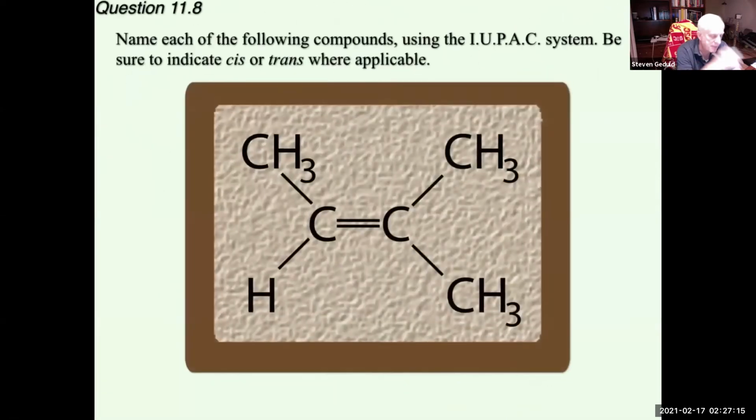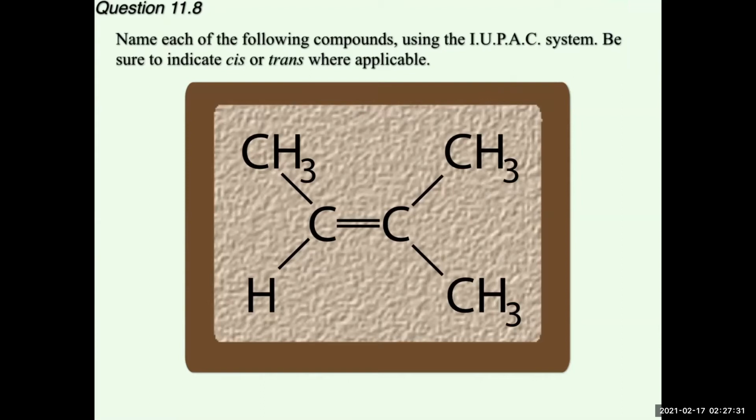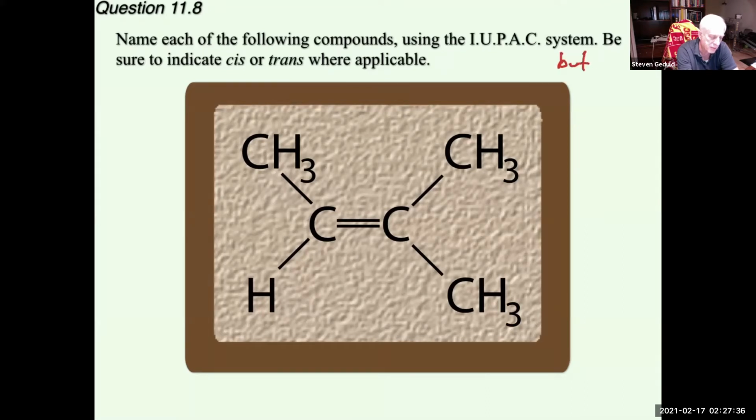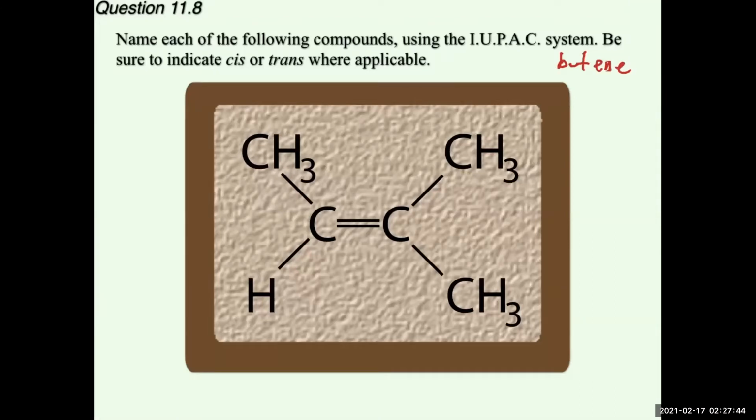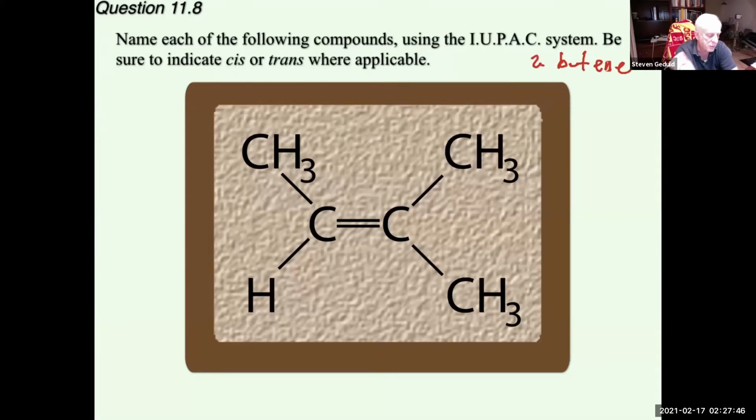Okay. Name needs to come in the IUPAC system. Be sure to indicate cis or trans where applicable. So how many carbons? What's our longest carbon chain, I should say? 4. Okay, 4 carbons. So this is going to be "but", and there's 1 double bond, so "ene". And where's the double bond at? Which carbon number? 2. Carbon number 2, so 2-butene. Are we going to label this from left to right or right to left? Or does it matter?